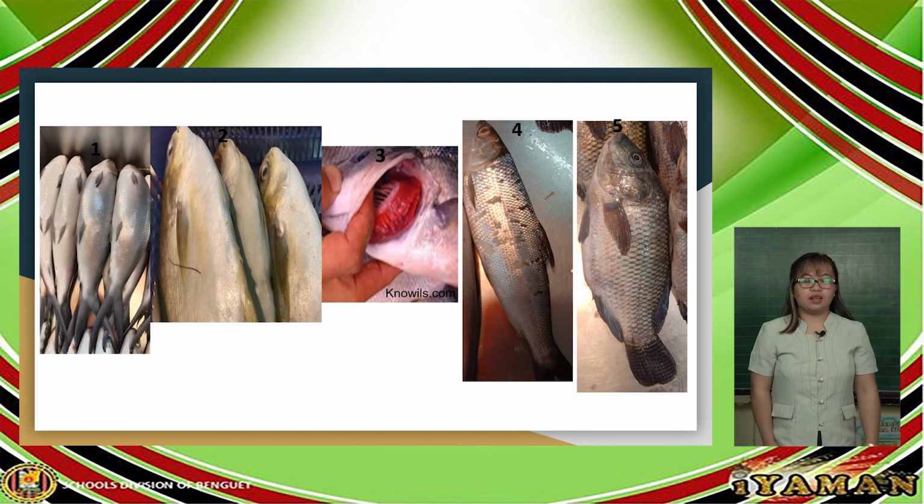So these are the pictures showing how you would check the freshness of the fish. First, it should have a fresh and mild odor. Second, the eyes are clear, shiny, and bulging. Third, red or pink gills.